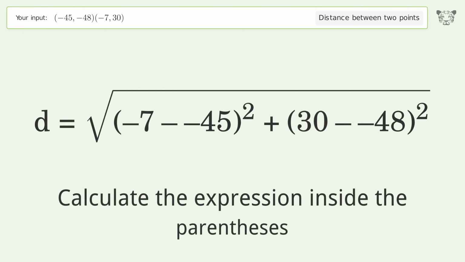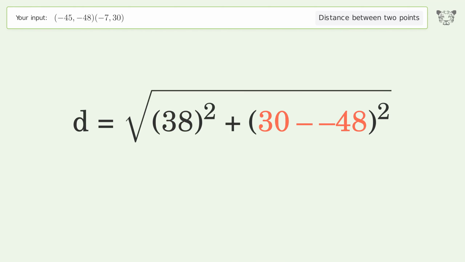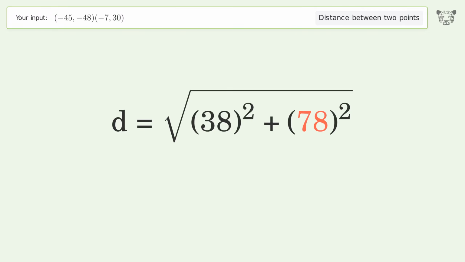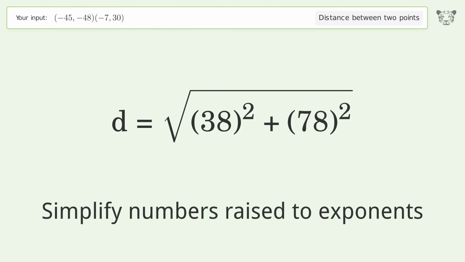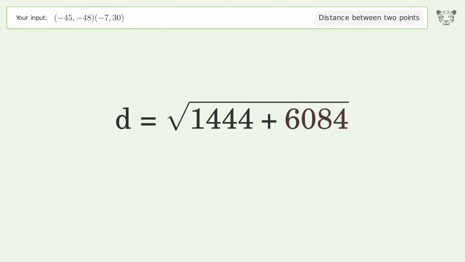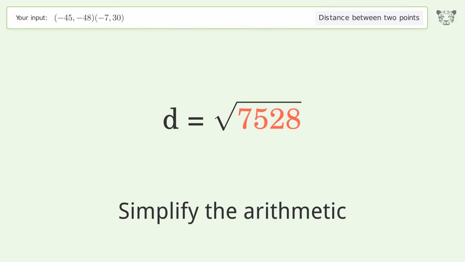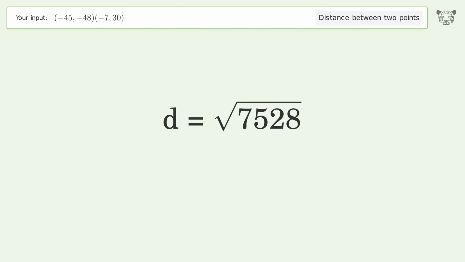Calculate the expression inside the parentheses. Simplify numbers raised to exponents. Simplify the arithmetic. And so the distance between the 2 points is the square root of 7,528, or 86.764.